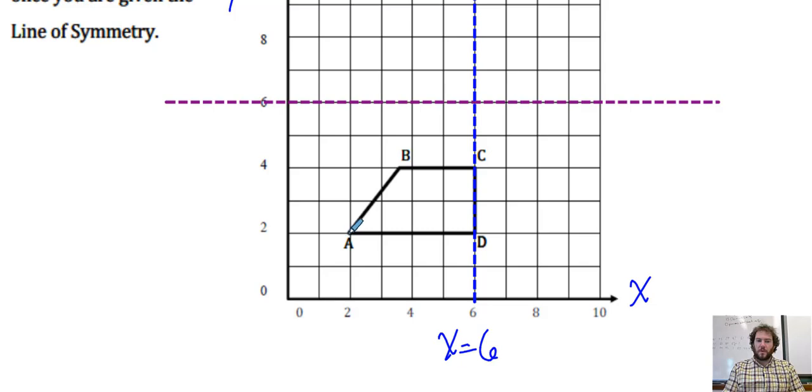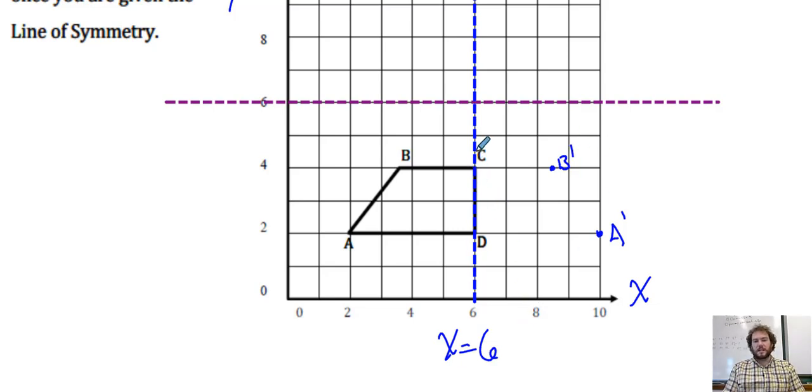Then what I'm doing is I'm finding all of my distances. How far is point A from this line? If I look at A, it's 1, 2, 3, 4 steps to the left. So its reflection is going to be 1, 2, 3, 4 steps to the right, and I'm going to label this point A prime to indicate that it is the reflection of A. If I do the same thing for B, it's 1, 2, and a half, so 1, 2, and a half, and there's my B prime.